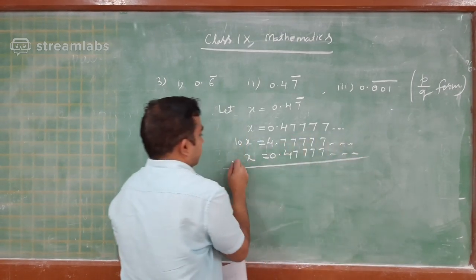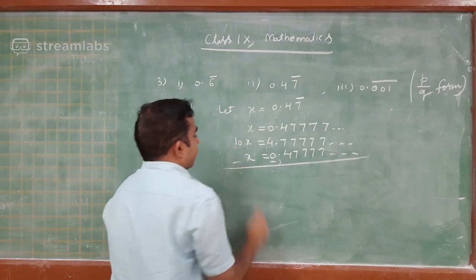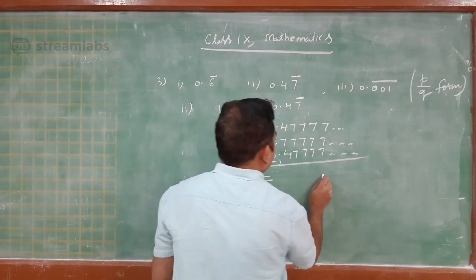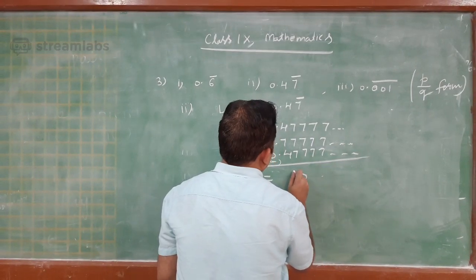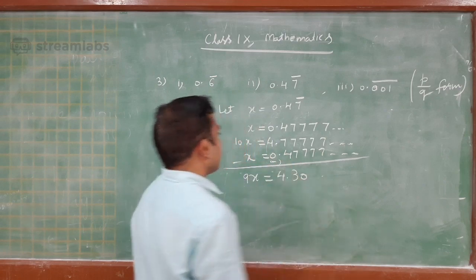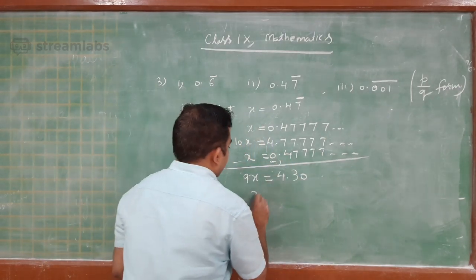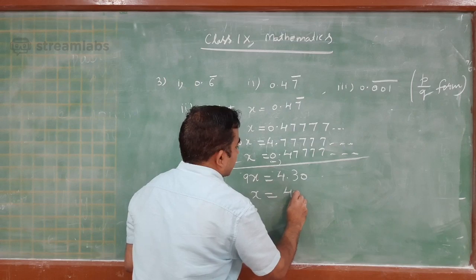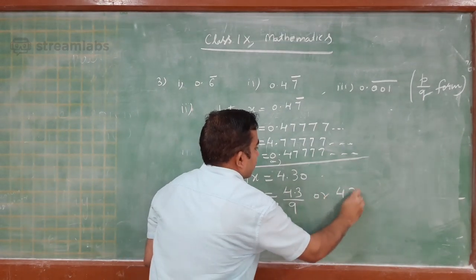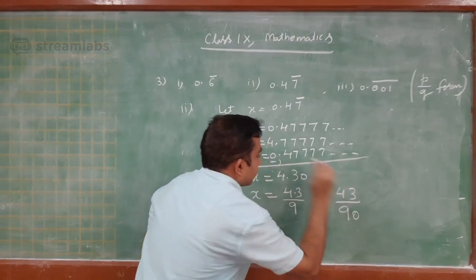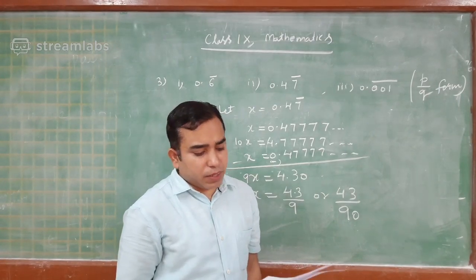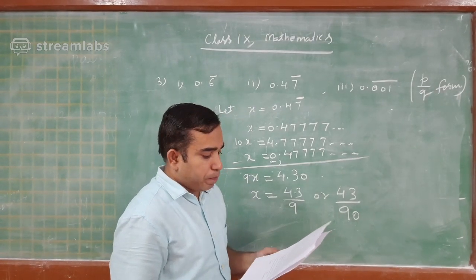Let me write once again the smaller number. Give a subtraction. This will become 9x, no doubt. And this how much? Isn't it? 4.3. And then x, easily it can be written. So this is the way how we can write these numbers in fraction form, P upon Q form.